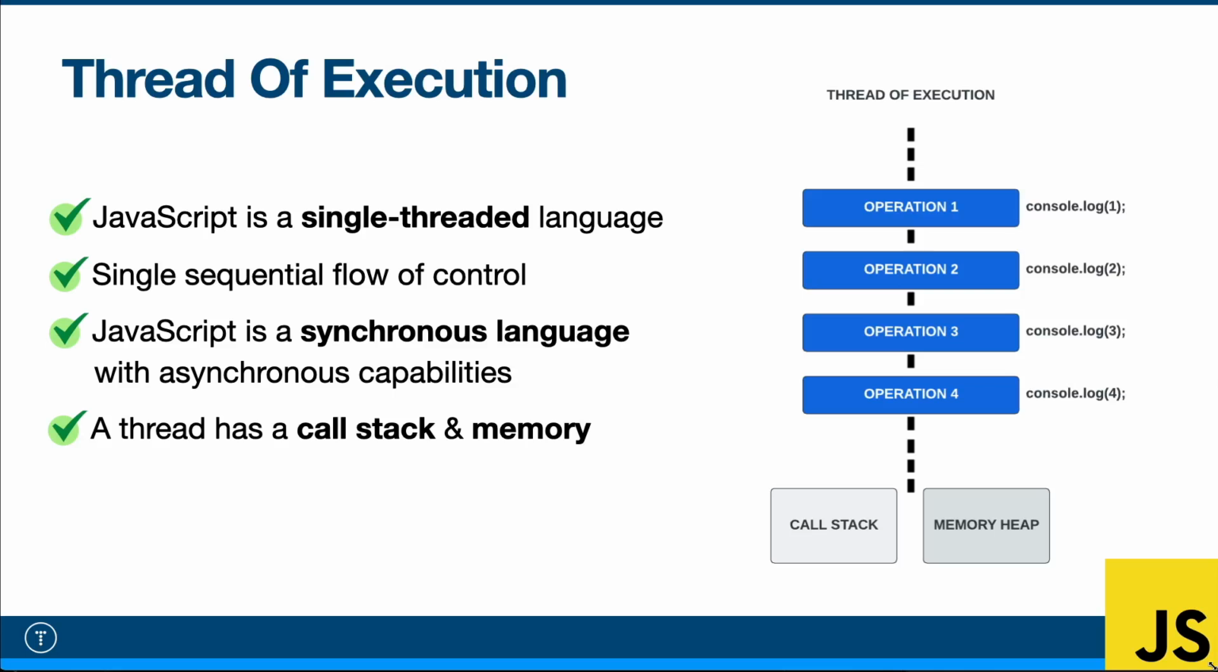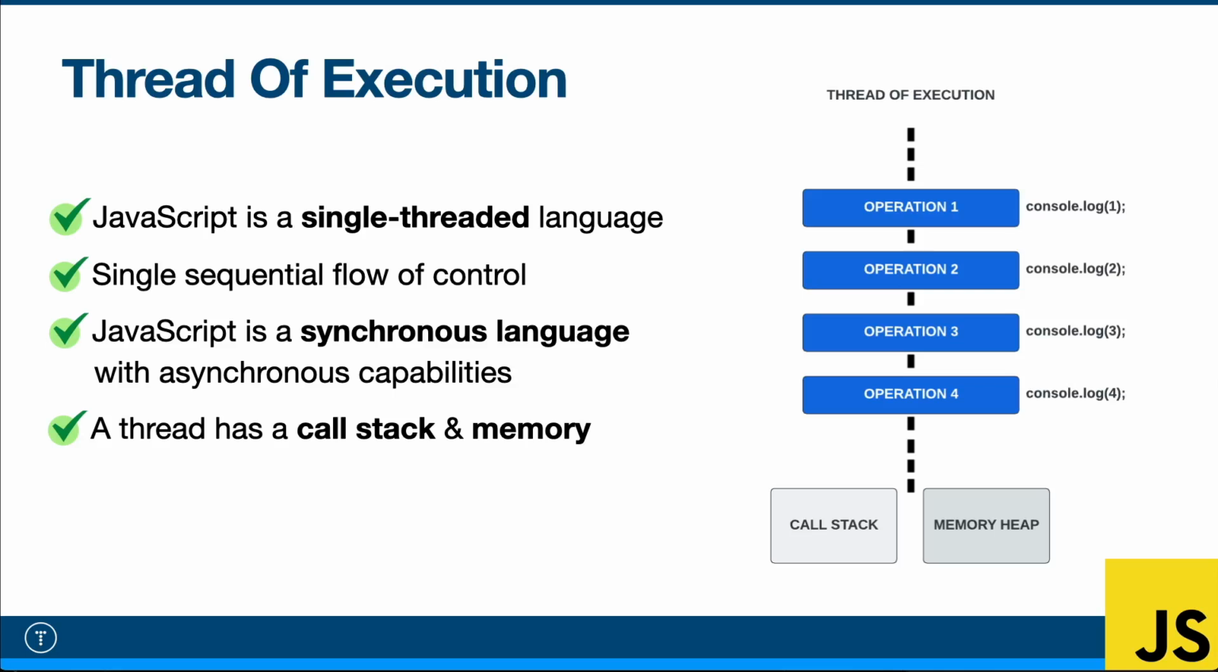So if you look at this image, it shows the thread of execution, which is a single sequential flow of control. And each operation, no matter what that is, in this case we're just doing console logs, the second console log can only happen once the first is done. The third can only happen once the second is done, and so on. So it's very, very simple at its core when you talk about the core JavaScript engine and how that works. Okay, the thread also includes the call stack and memory heap, which we've already talked about in past videos.